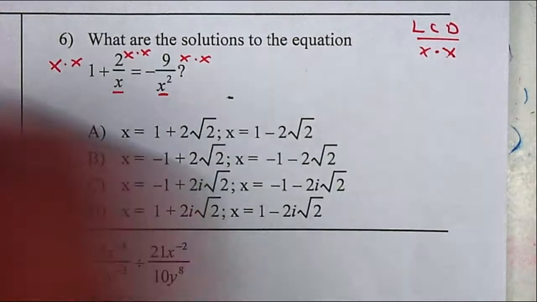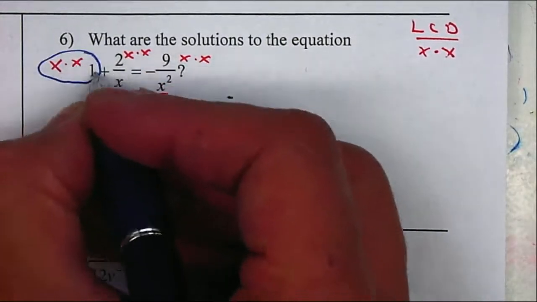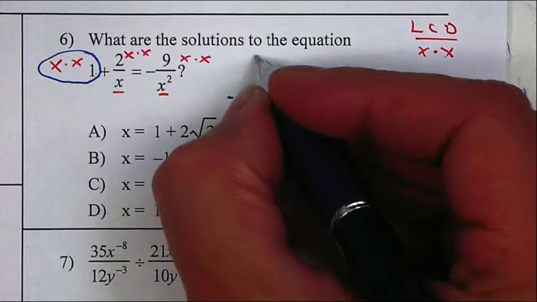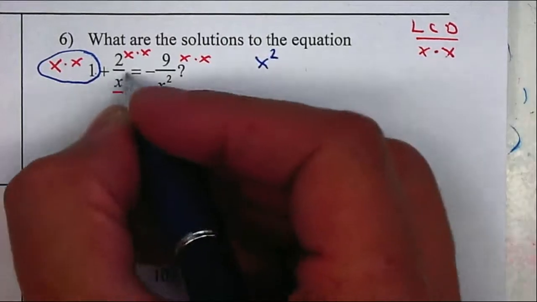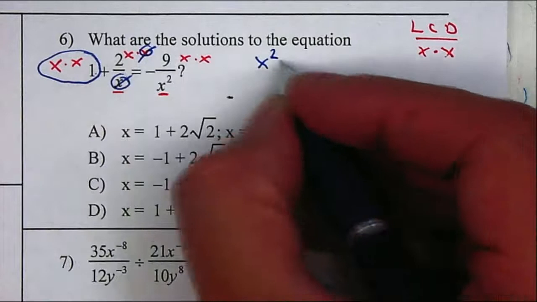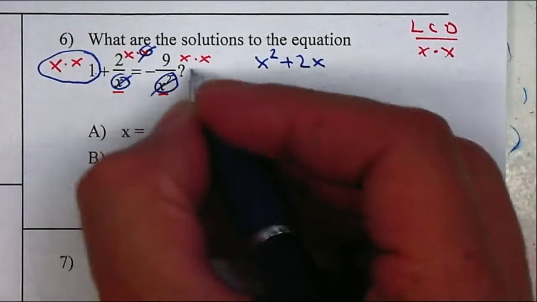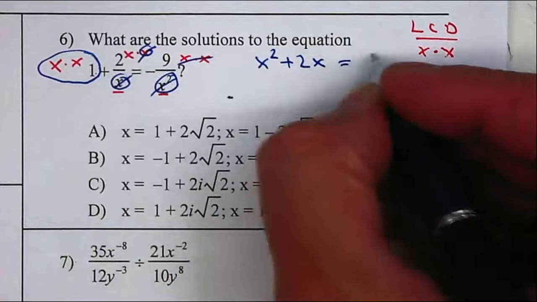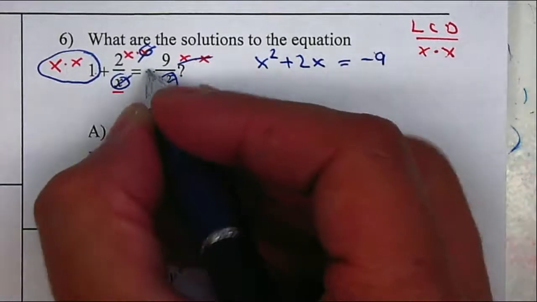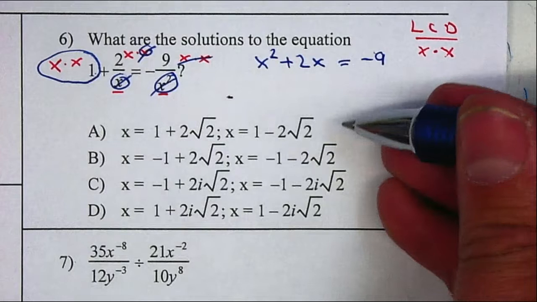On the first, there's no denominator, so I'm just going to multiply it out. X times 1 gives me x squared. On the next one, one of the x's cancel, so I have positive 2 times x, which is positive 2x. Now on the last one, both x's cancel, so I just have it equal to negative 9. Don't forget your negative.